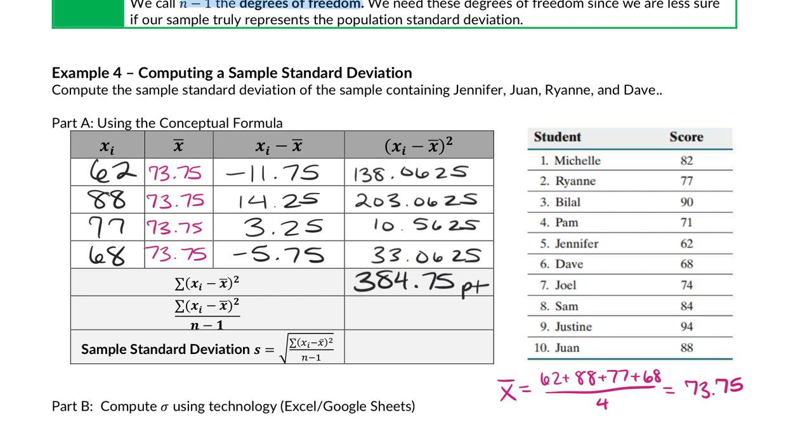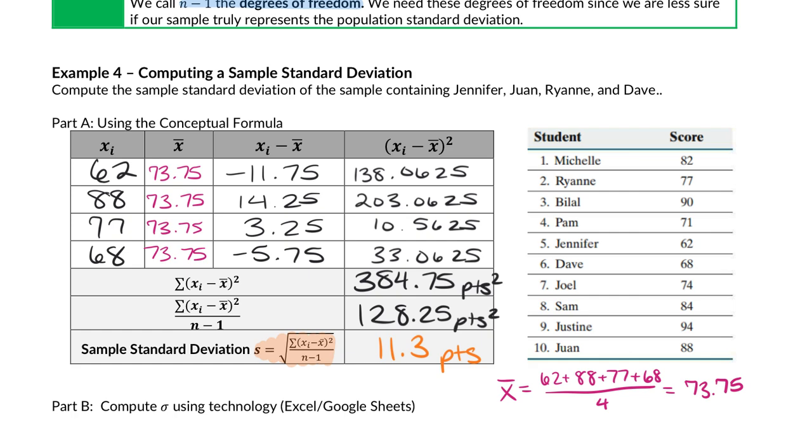If I add them all up, I end up with 384.75 square points. If I divide those by the degrees of freedom, remember our sample size was 4, so I'm going to divide by 3, n minus 1. So dividing by 3, we have 128.25 square points. And lastly, finally taking the square root of that number, we get the sample standard deviation: 11.3 points. Not square points, just points.